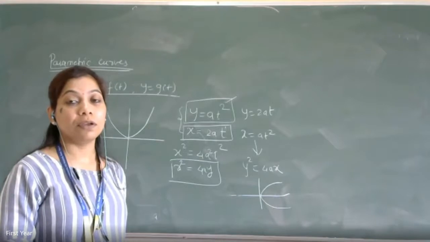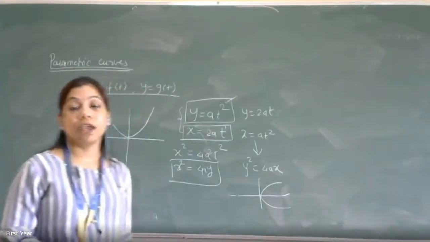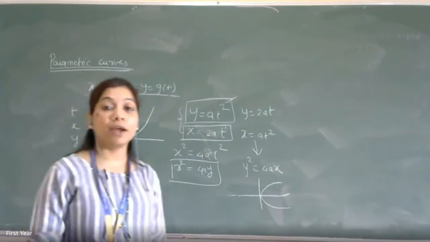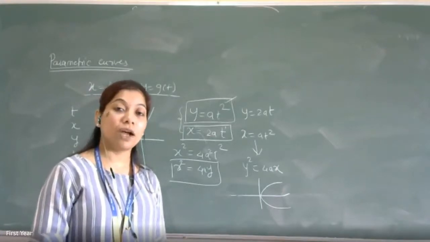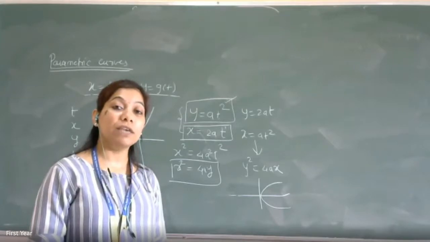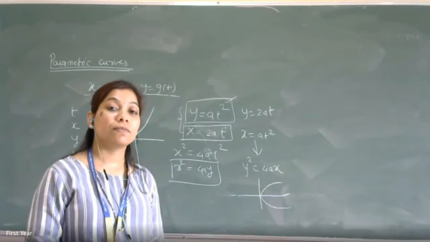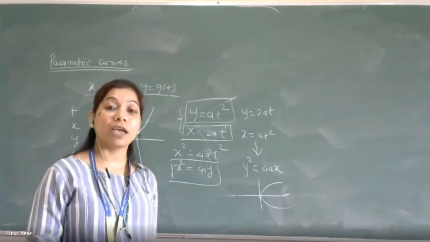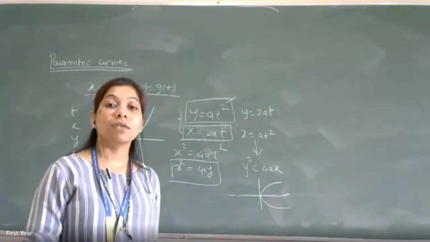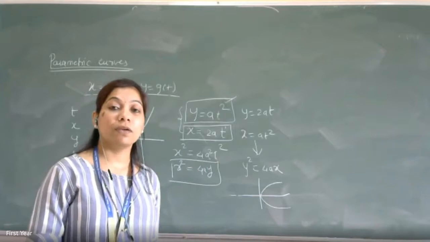Second point, if x is equal to f of t is odd and y is equal to g of t is even, then the curve is symmetric about y-axis. Okay.